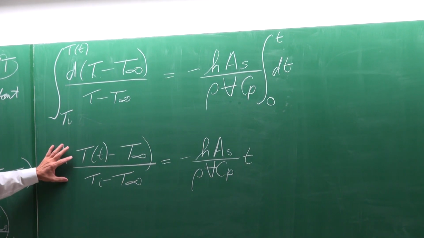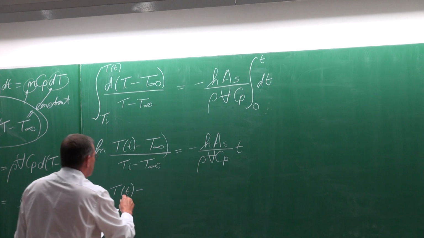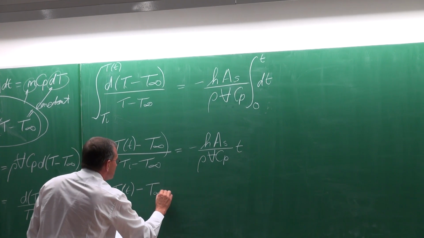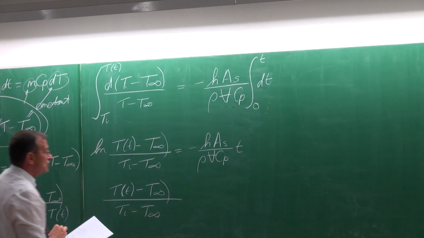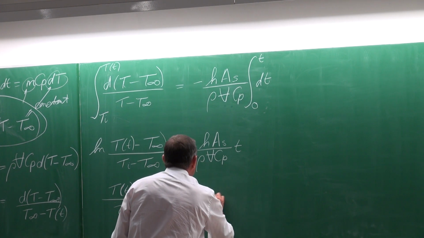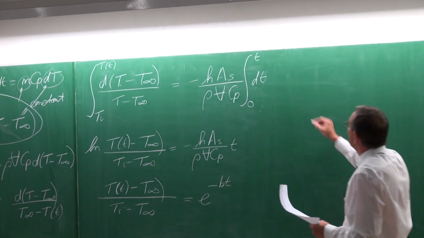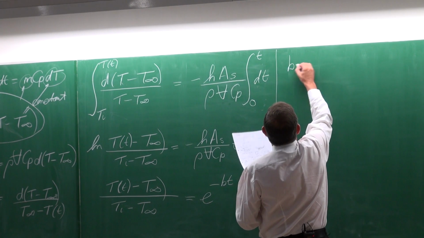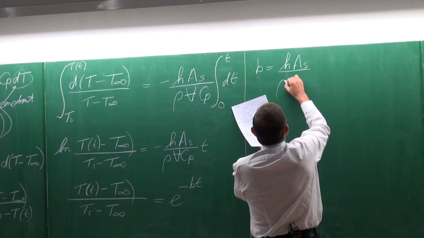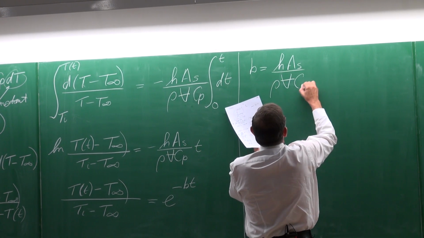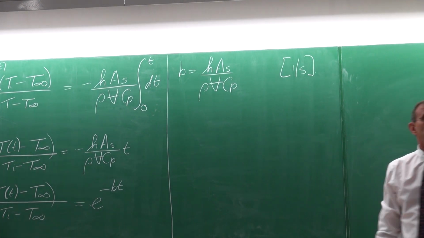We would like to get rid of the ln term, therefore we can say the temperature at any time t minus that of the environment, divided by the initial temperature minus the temperature of the environment, is equal to e to the minus Bt, where B is equal to the heat transfer coefficient multiplied by the surface area divided by rho, the volume, Cp. B doesn't have a physical meaning, but its units are per second.